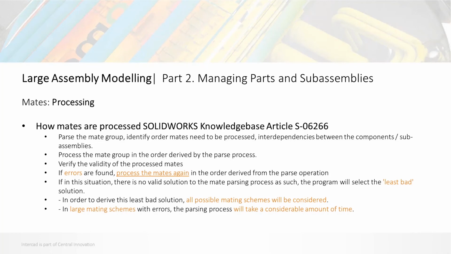First of all, it passes the mate group and identifies the order the mates need to be processed and checks the interdependencies between the components and sub-assemblies. It processes the mate group in that order derived by the pass process. It verifies the validity of the mates. If any errors are found, it processes the mates again in the order derived from the pass operation. If there is no valid solution to the mate passing process, the program will select the least bad solution, and in order to derive this least bad solution, all possible mating schemes will be considered.